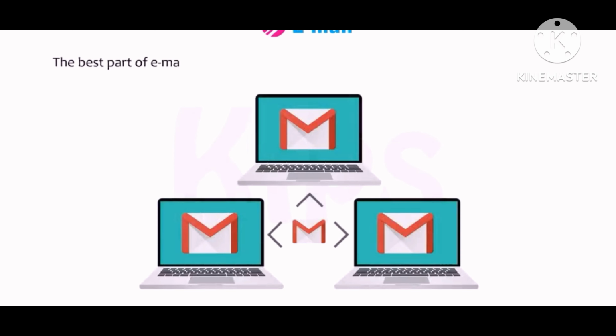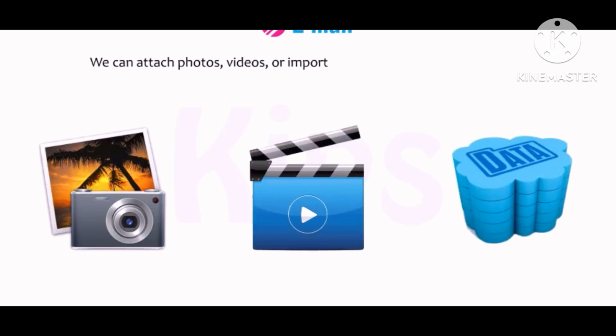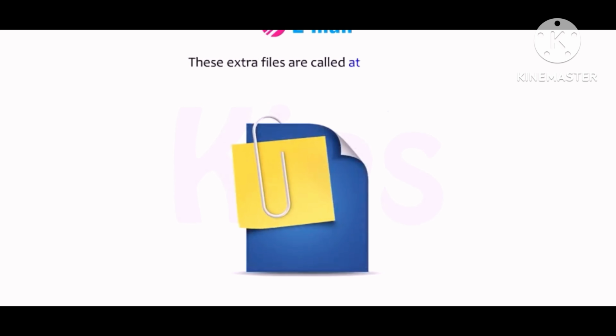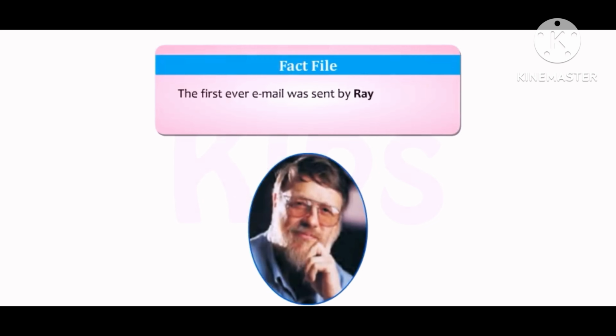The best part of email is that a single mail can be sent to a number of persons at a time. We can attach photos, videos, or important data along with a message. These extra files are called attachments. Let me share some interesting facts with you. The first ever email was sent by Raymond Samuel Tomlinson in 1971.